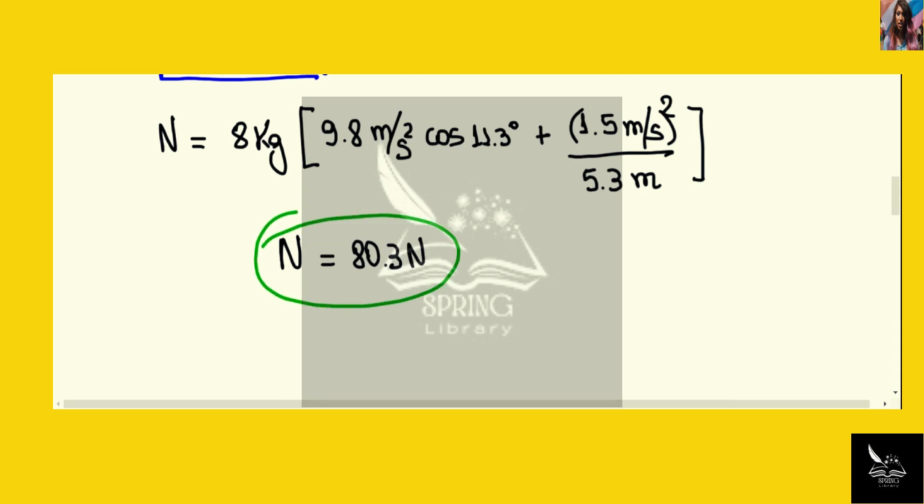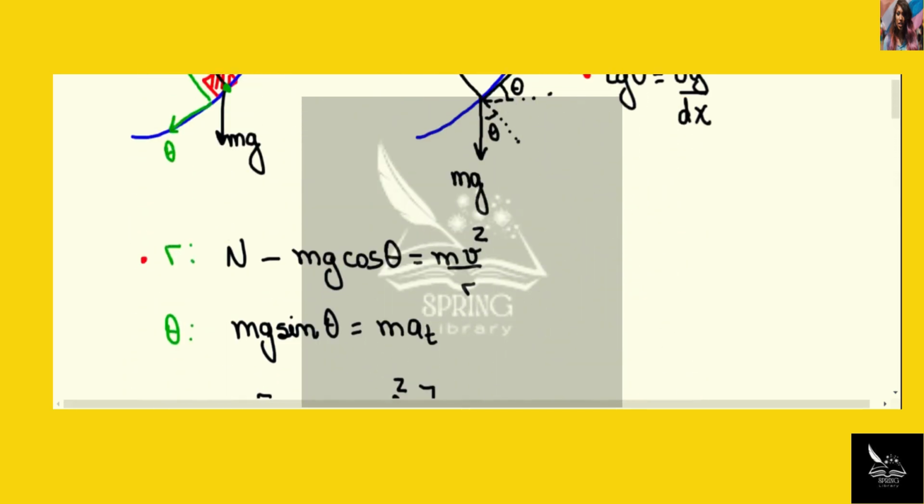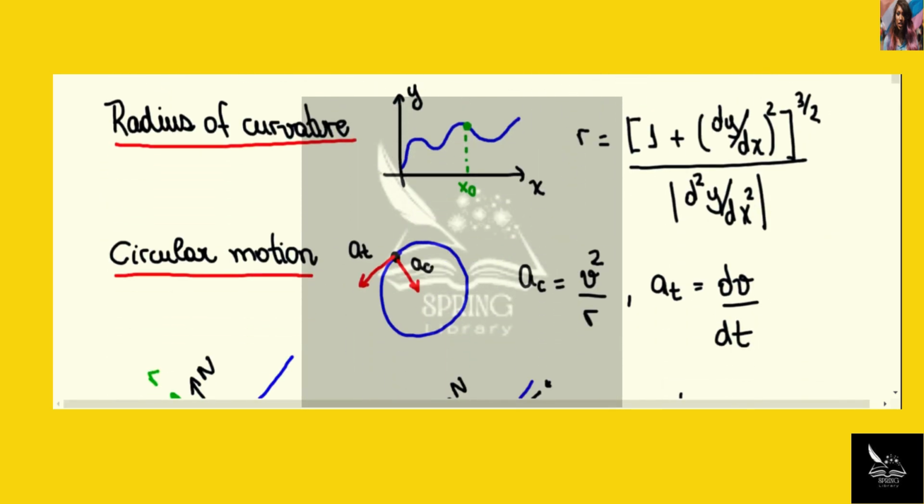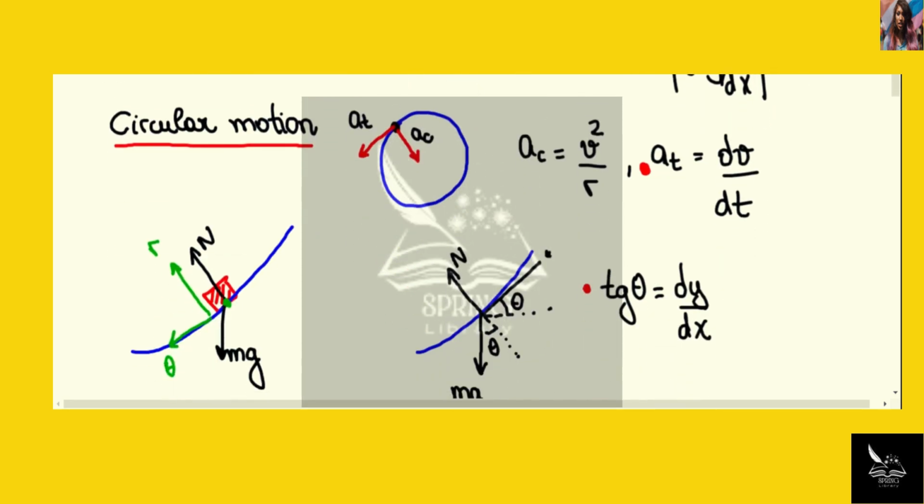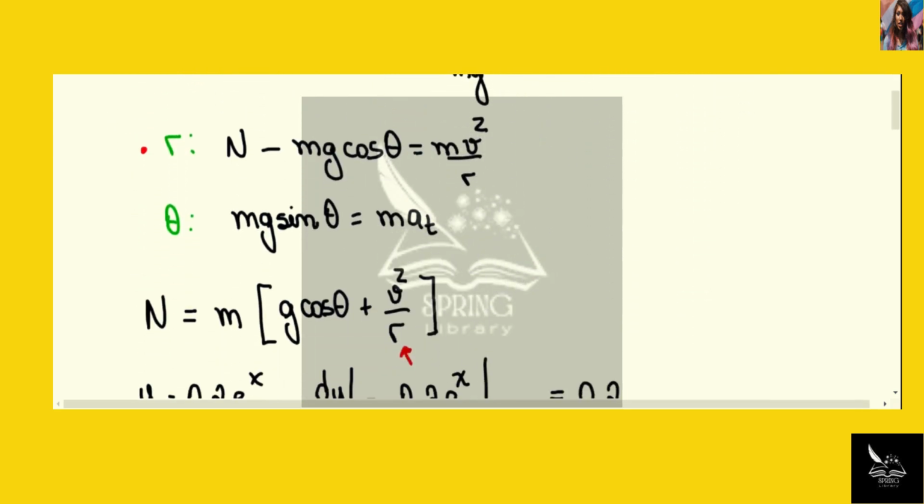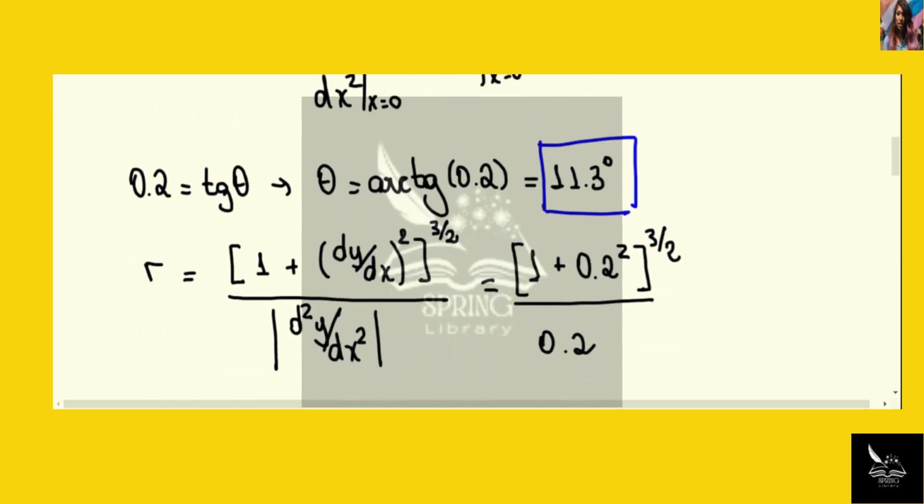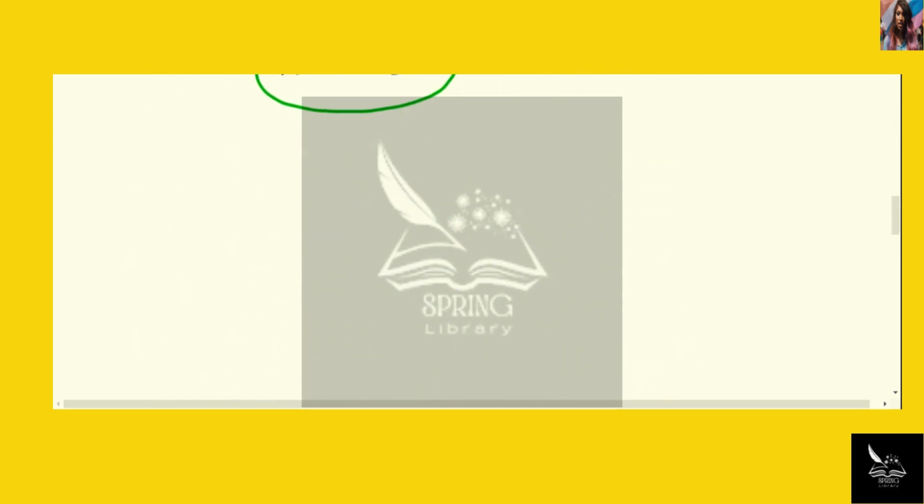And now we have to find what is the tangential acceleration. Because remember, the tangential acceleration, as I said here, is the rate of change in the speed of the particle. So if we want to find dv/dt, that's actually tantamount to finding a_t. So let's use the equation for theta. So we have there that mg sine theta is m a_t. So a_t is equal to g sine theta.